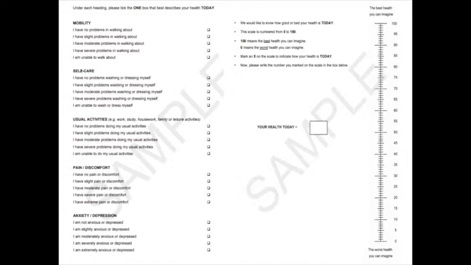Here you can see an example of the EQ5D5L. As you can see, within the 5 domains, there are 5 levels that correspond to having no problems, having slight problems, moderate, severe, or being unable to carry out activities of daily living. On the right, you will see there is a visual analog scale for patients to determine how they're feeling today in relation to their health. Patients choose a number from 0 to 100.